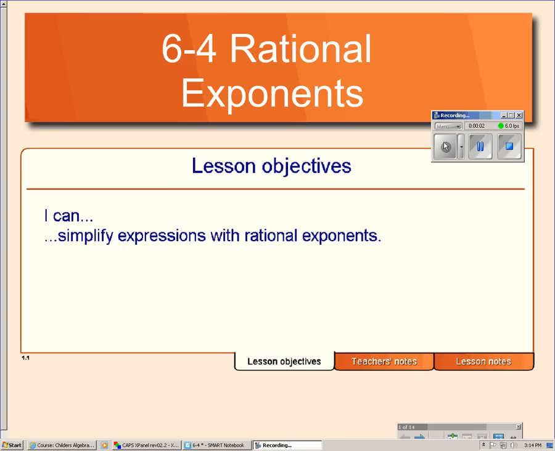Lesson 6.4 is about rational exponents. If you remember, a rational number is a number that can be written as a fraction. So what we're dealing with here is exponents that are not whole numbers anymore, but they are fractions. And we're going to learn how to simplify expressions that have fractional exponents.